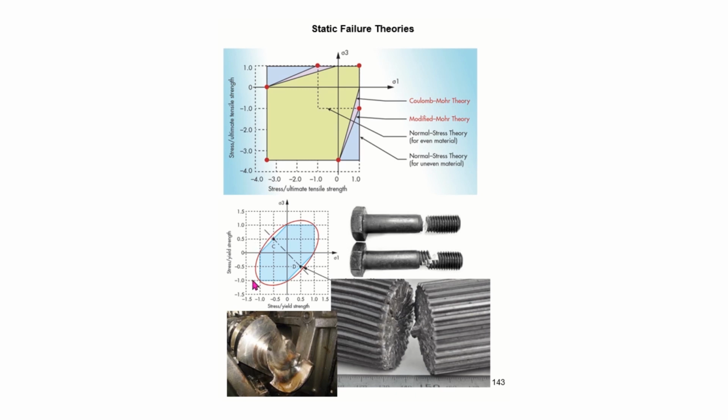This plot here shows the von Mises ellipse, which is the most accurate ductile failure theory. It also shows in the blue shaded region the maximum shear stress failure theory.